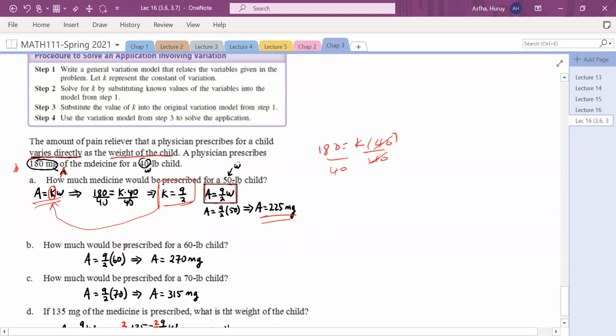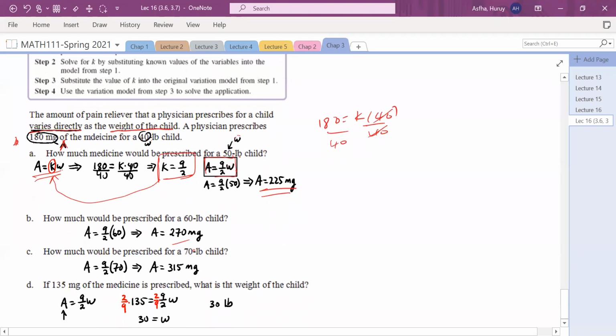And how much would be prescribed for a 60-pound child? Well, we just substitute 60 in here, and we get 270. And similarly for 70, we get this one.